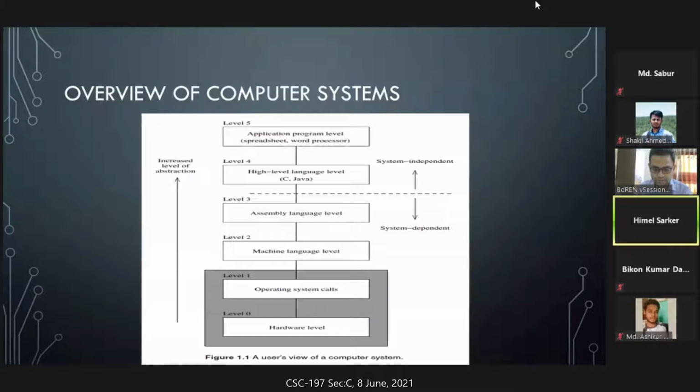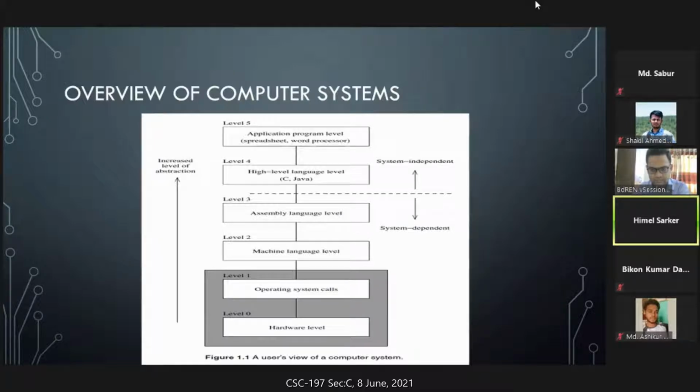First of all, this is the overview of a computer system, which shows that the instructions increase the level of abstraction. In level 5, as a limited user, we use applications, such as spreadsheet and WordPress. Level 4 shows the high-level programming languages, where we do problem solving in many languages, here C and Java. Both level 4 and level 5 are system independent.